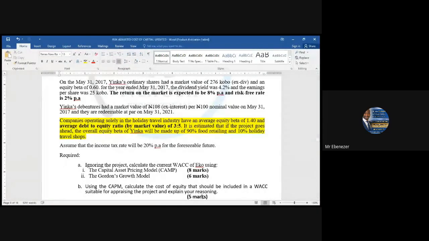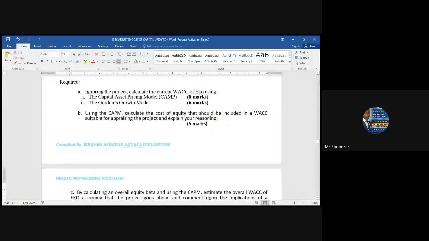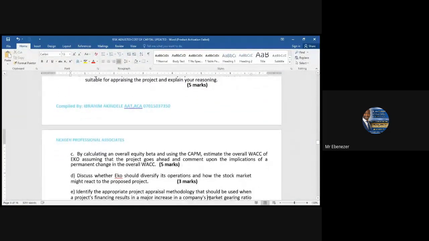The next question, we've done this before. Just check cost of capital, I think by 2. Oh, yeah, by 2. So, C: by calculating an overall equity beta and using the CAPM, estimate the overall WACC of Eco, assuming that the project goes ahead, and comment upon the implication of a permanent change in the overall WACC.